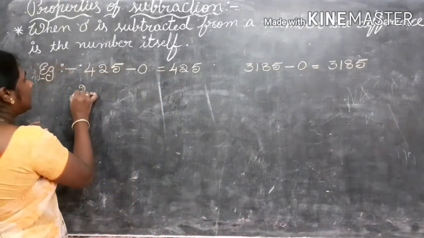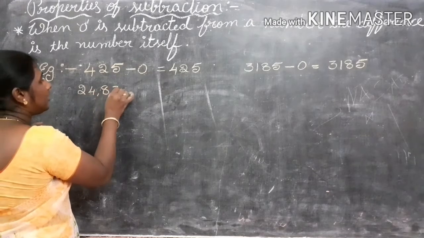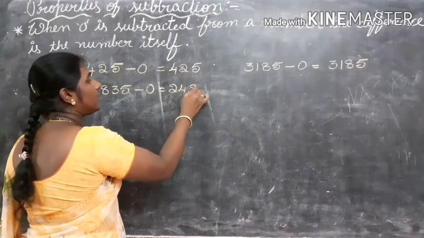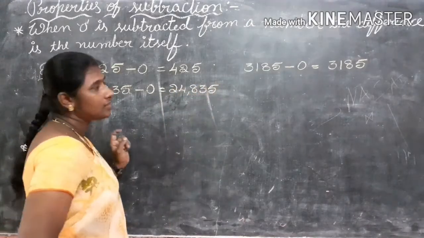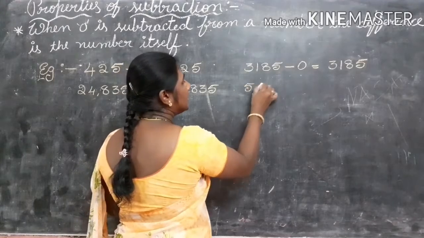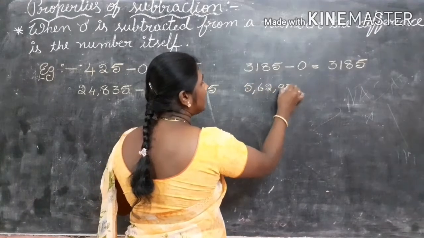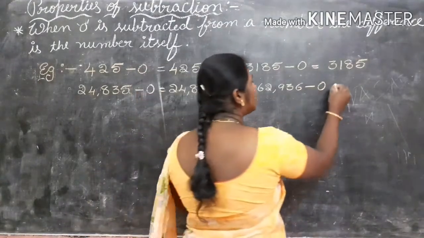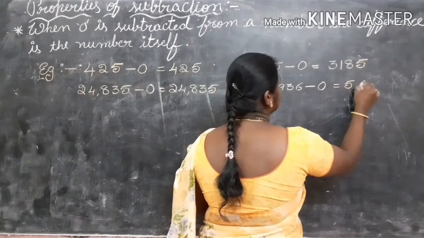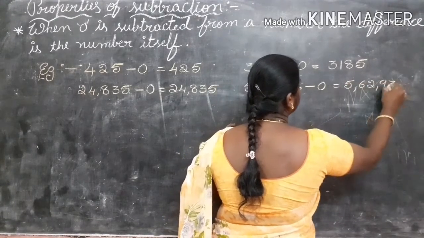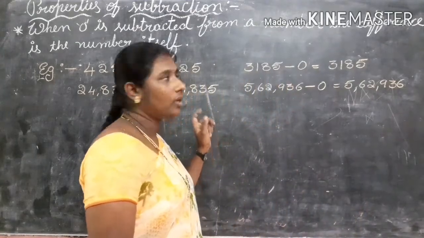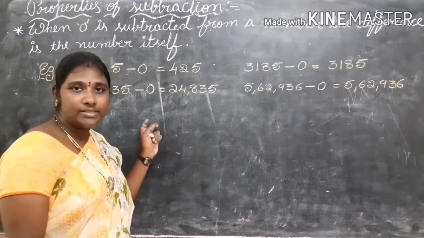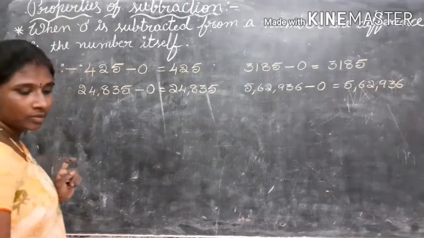One more. 24,835 minus 0 is equal to 24,835. Same. 5,62,936 minus 0. If we subtract 0 from this number also, you will get the same. 5,62,936. Okay, when 0 is subtracted from a number, the difference is the number itself. Now, the second one.